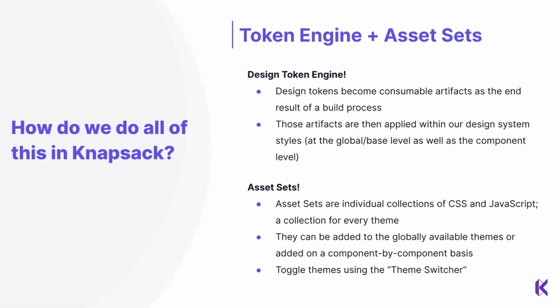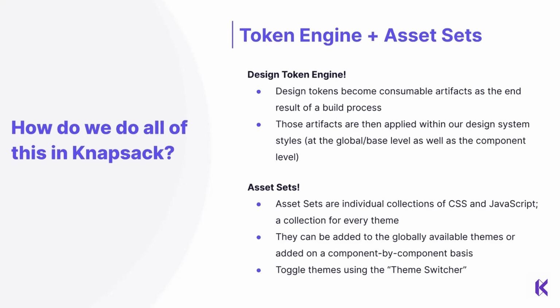Well, we've got two things here. We've got our token engine and we've got asset sets. Design tokens from our token engine become consumable artifacts as the end result of the build process. Those artifacts are then applied within our design system, and then those styles and things can be released.